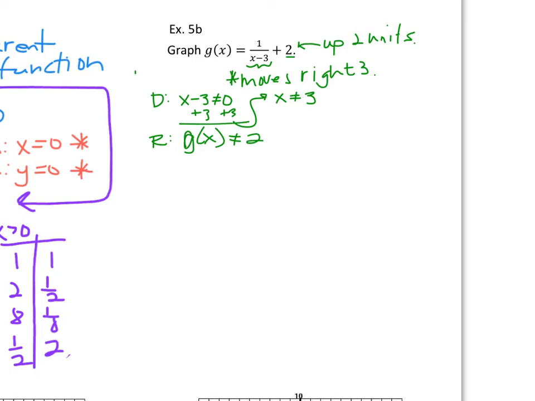So that's step 1. We described what was happening in words, and that helps us determine our domain and our range. From here, we're going to create our asymptotes, or our equations for our lines. If x can't equal 3 for the domain, that's our vertical asymptote. We just write x equals 3. The range creates our horizontal asymptote, and that means y is equal to 2. So you'll notice on our graph, we're going to move those over 3 right and up 2.